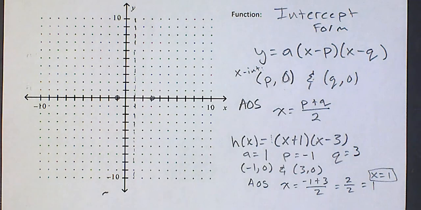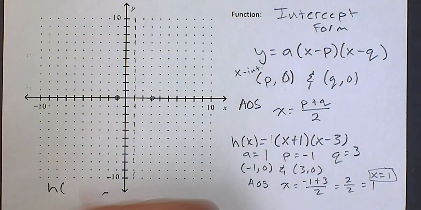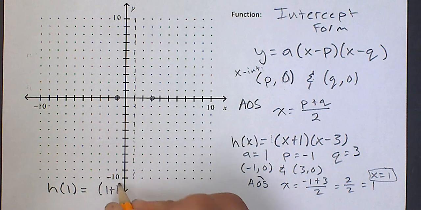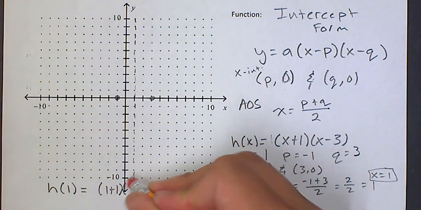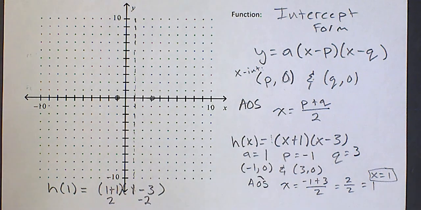The axis of symmetry always goes through the vertex, so to find the vertex, what you need to do is use 1 as your input to the function. Let's go ahead and evaluate the function with the input of 1. h of 1 is equal to 1 plus 1 times 1 minus 3. Substituting 1 into the function, 1 plus 1 is 2. 1 minus 3 is negative 2. 2 times negative 2 is negative 4.